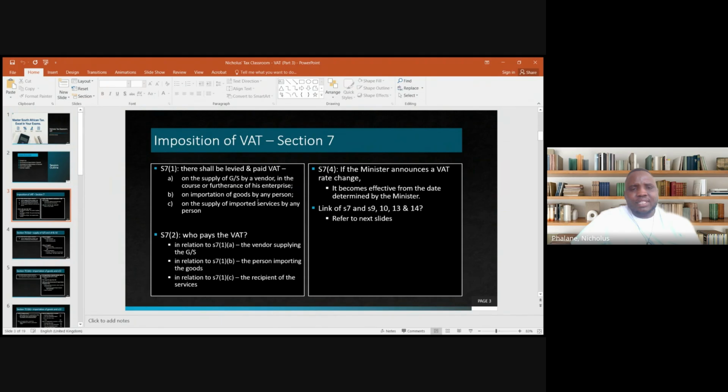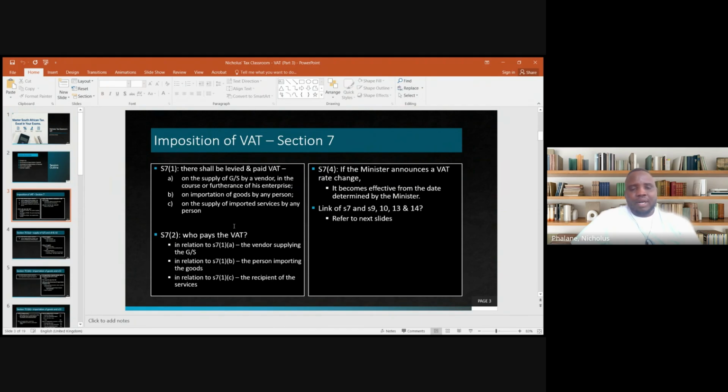And then when you look at Section 7(1)(c), it says there shall be levied and paid VAT on the supply of imported services by any person. Remember, imported services is defined in the Act. So all these services are defined in the Act, so you need to know what is imported services as defined.